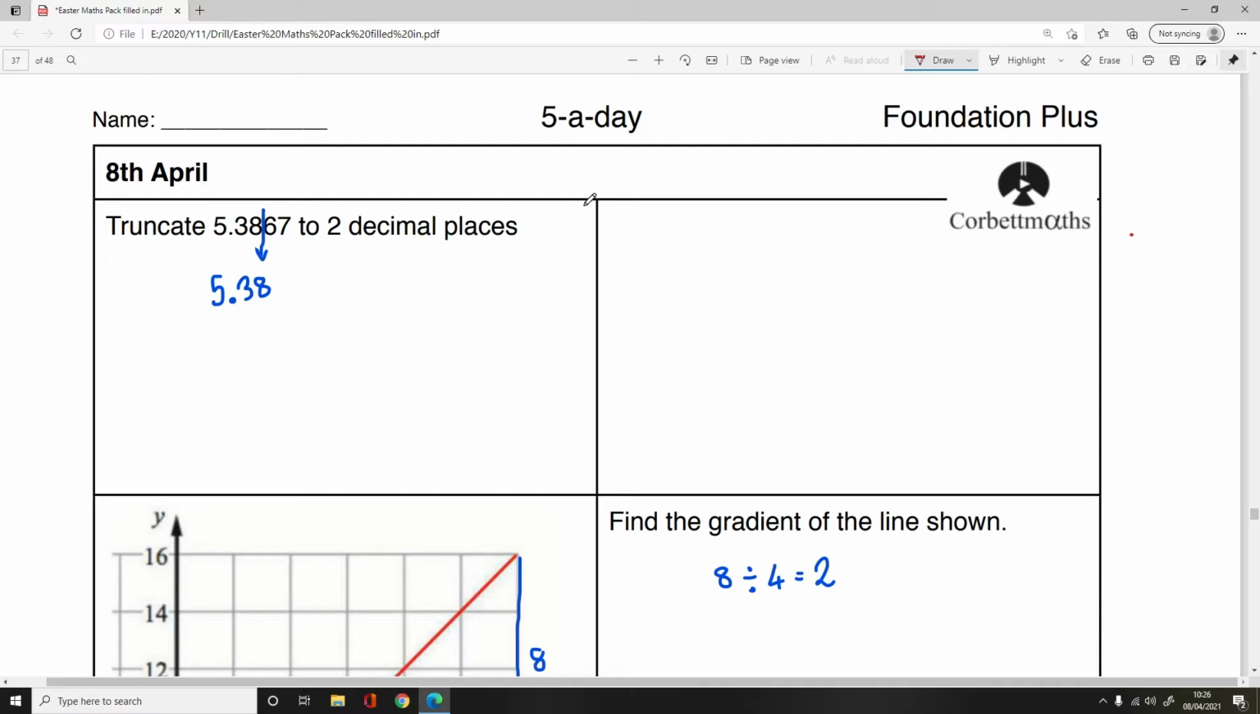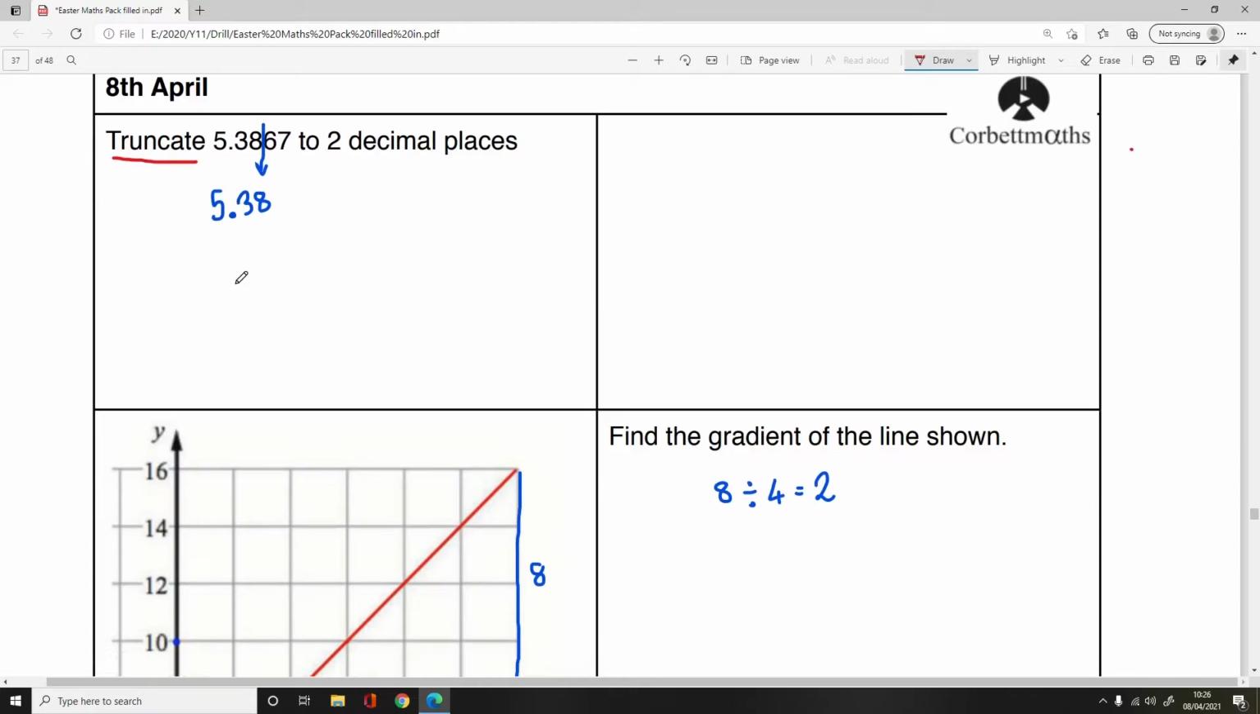So, starting with Foundation Plus, first question is a truncation. Now truncation you very rarely see, but all it means is to cut the number at that point. So we don't round up, we don't round down, we just write what we've got at that stage. 2 decimal places, make the cut between the 8 and the 6, so it's 5.38. If it said round to 2 decimal places, you'd go up to 5.39. Truncate does not mean that.